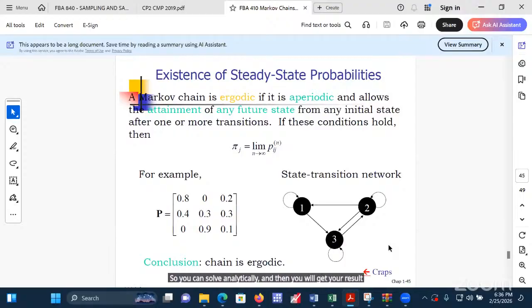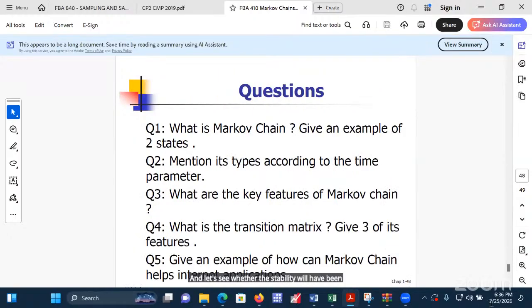Let me show us how it is done in Excel. I'll keep raising the power. I can do P to the power of 10, P to the power of 20, and let's see whether a stability will have been attained. Now let's see it.